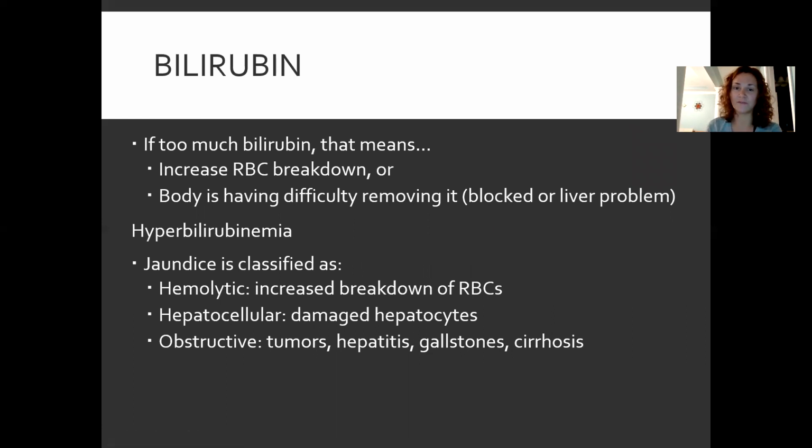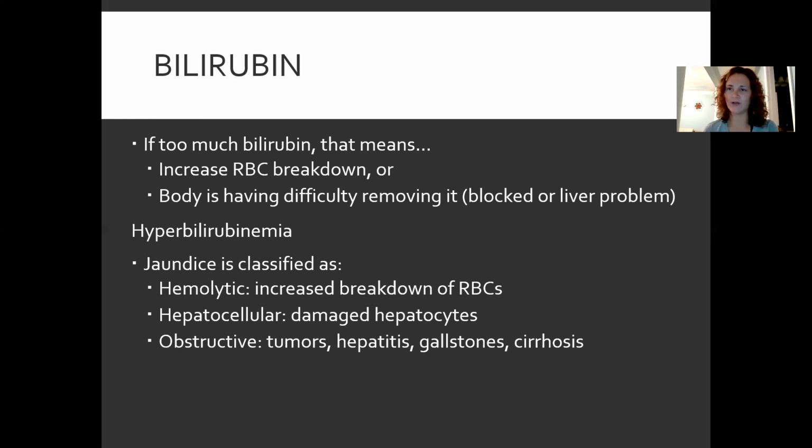So if there's too much bilirubin, that means that there's an increase in RBC or red blood cell breakdown, or the body's having a difficult time removing it. Either there's some kind of blocked duct, like the common bile duct might be blocked, or there's a liver problem, which is usually what the issue is. Hyperbilirubinemia is another word you'll hear used for this overaccumulation of bilirubin leading to jaundice.